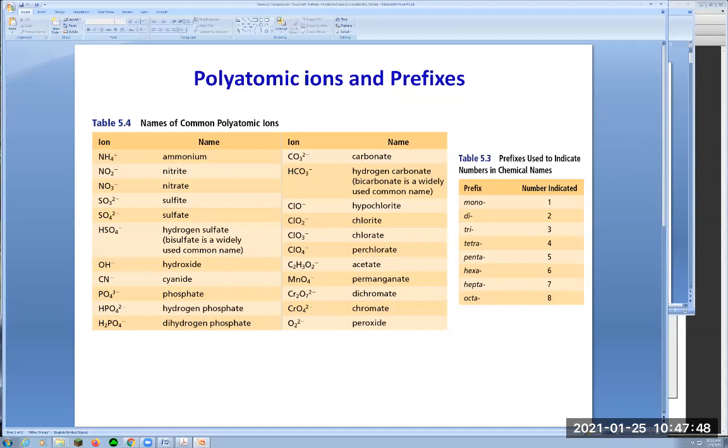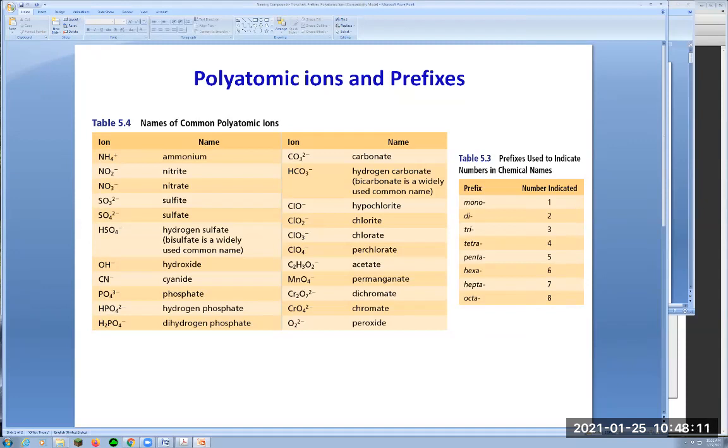And these endings tell you that you have a polyatomic ion, because ions that are just single elements, single anions, end in "ide". So whenever it ends in "ate" or "ite", you know it's a polyatomic ion. Of course, there are exceptions here.